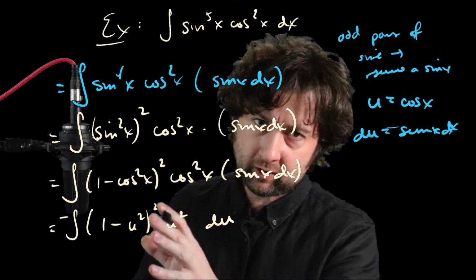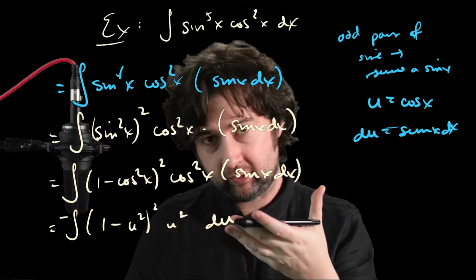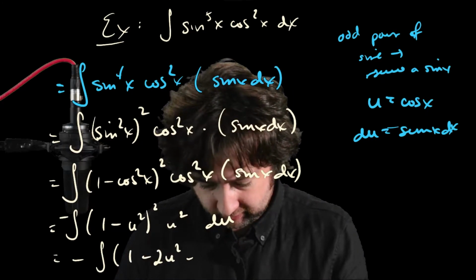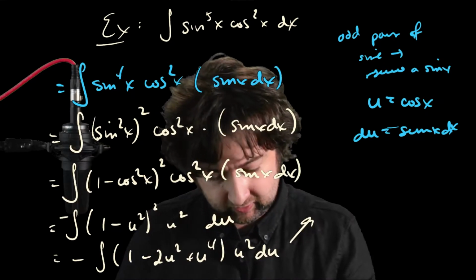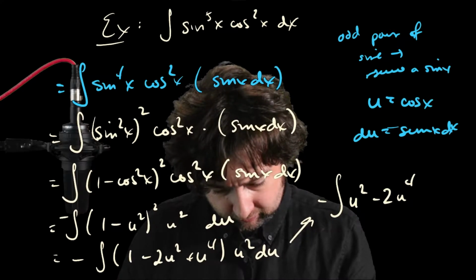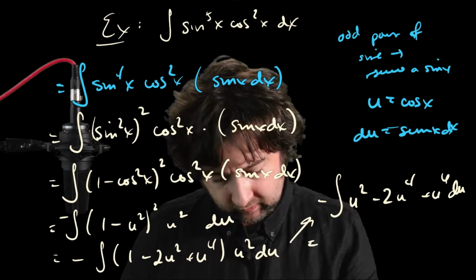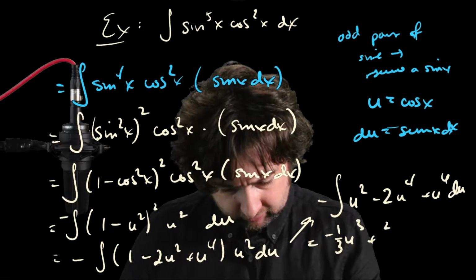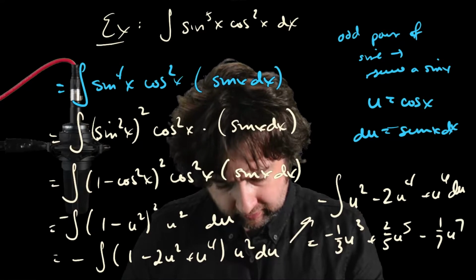Now, before I work on this, I actually have to multiply all of this polynomial out so that I get a giant polynomial I can integrate. So what does this turn into? Something like 1 minus 2u squared plus u to the fourth times u squared du, which is negative integral of u squared minus 2u to the fourth plus u to the sixth du, which is minus 1/3 u to the third plus 2/5 u to the fifth minus 1/7 u to the seventh plus c.